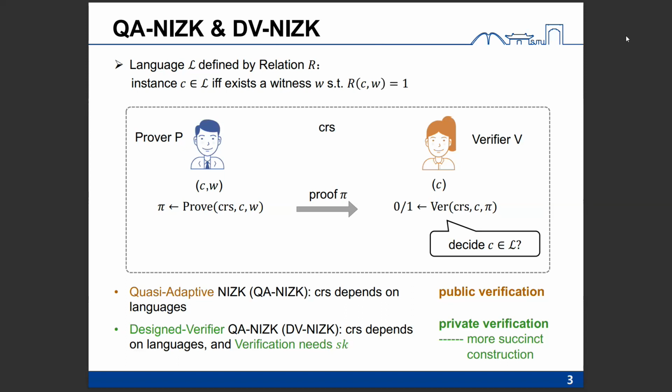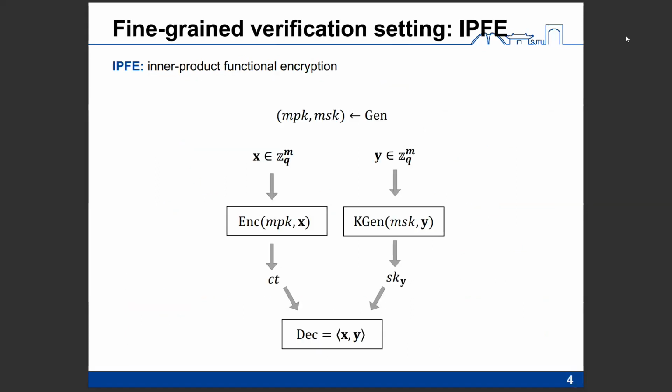However, we will show two examples to see that both QA NISC and DV NISC have their own shortcomings in the fine-grained verifier setting. The first example is in the IPFE setting. IPFE means inner product functional encryption. As shown in these slides, we encrypt vector X using MPK, the master public key, to obtain a ciphertext CT. And we can also obtain a secret key SKY from the master secret key MSK with another vector Y. Using SKY to decrypt a CT, we can obtain the inner product of X and Y. So that's the IPFE setting.